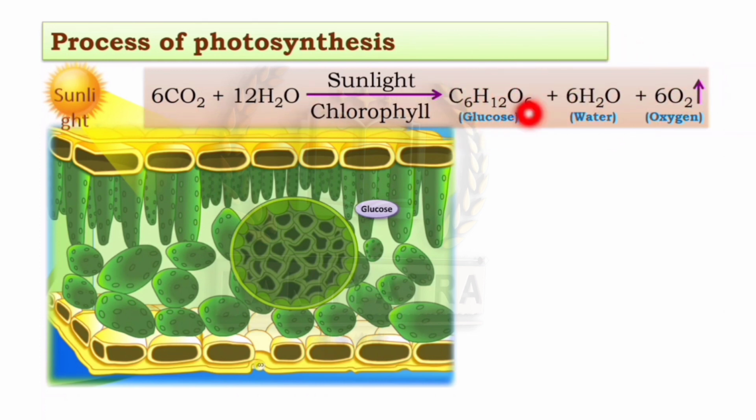So to balance the equation, it is 6CO2 plus 12H2O gives C6H12O6 plus 6H2O plus 6O2. Clear everyone? So this is the reaction for photosynthesis.